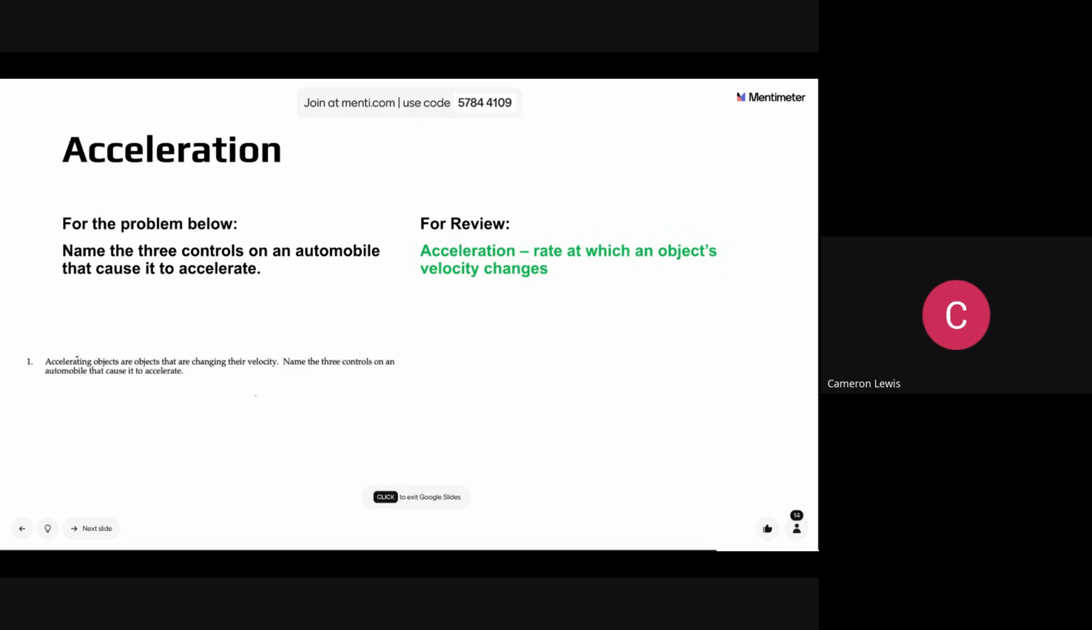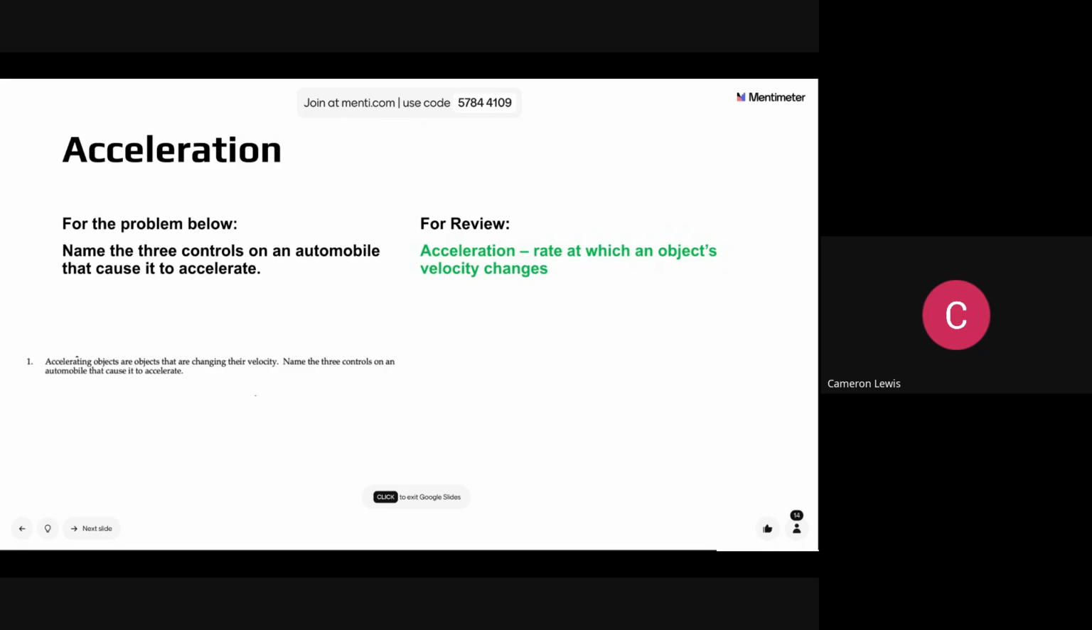All right, I'm seeing some people. Okay, so you drive, right? So acceleration could be easily modeled if we're naming the controls on an automobile, because that shows a very good example of acceleration. Acceleration is a vector described by magnitude and direction. Let's remember that acceleration means the rate at which an object's velocity changes.